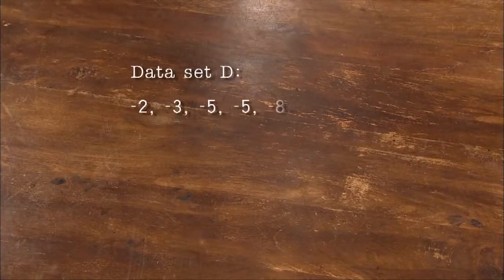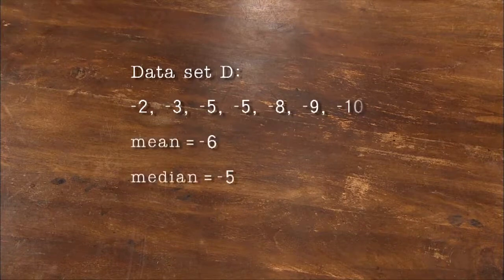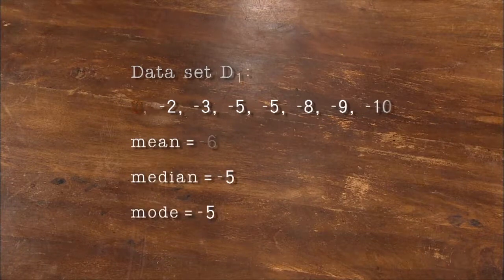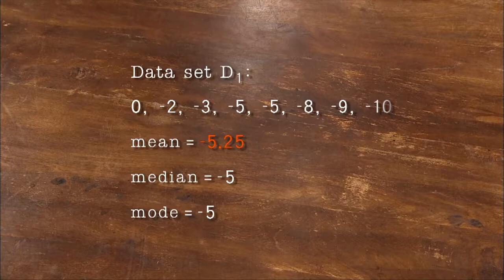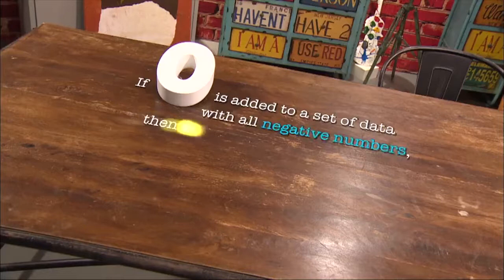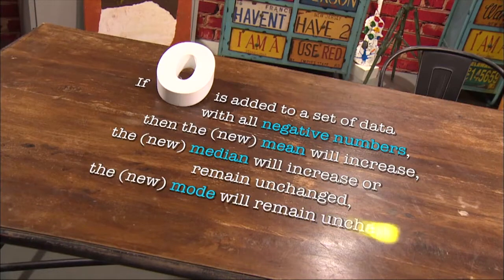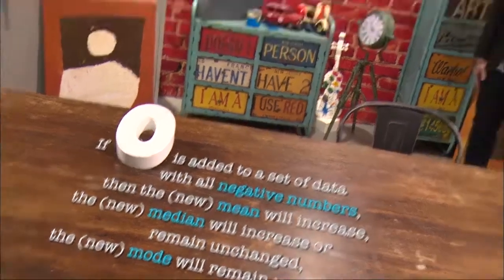Now, let's discuss this example with a set containing solely negative integers. 0 is larger than the mean. There are 8 items in this data set. The new mean becomes minus 5.25. The median is minus 5, and the mode is also minus 5. You can see that if 0 is added to a set of data with all negative values, the new mean will increase. The new median will increase or remain unchanged, and the new mode will also remain unchanged.